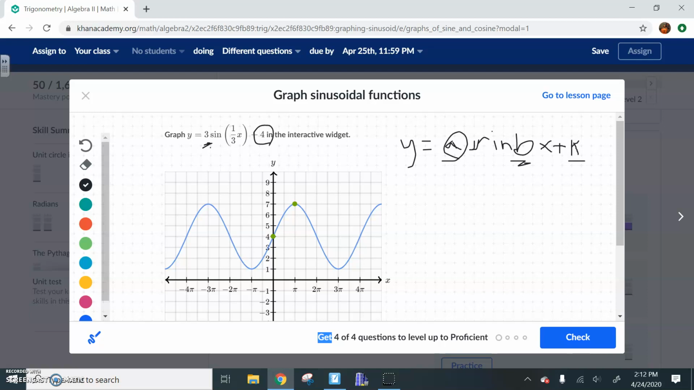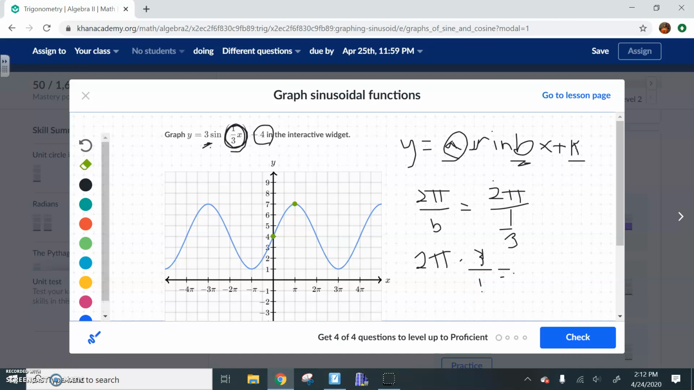So now the next part we need to figure out is this 1/3. If you remember from last week, I talked about 2 pi over b, and in our case b is 1/3. So 2 pi over 1/3. To figure that out, you're going to keep, change, flip. So 2 pi times 3 over 1, not 1 over 3, but 3 over 1. And that becomes 2 pi times 3, which is 6 pi.